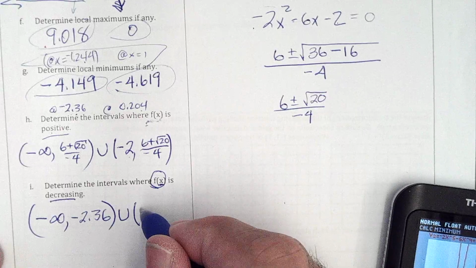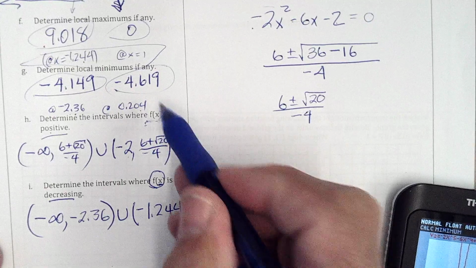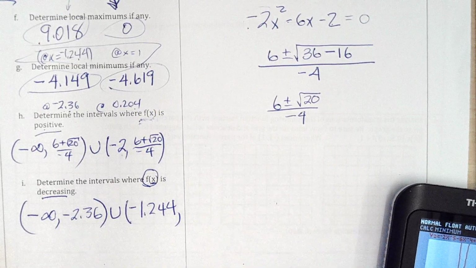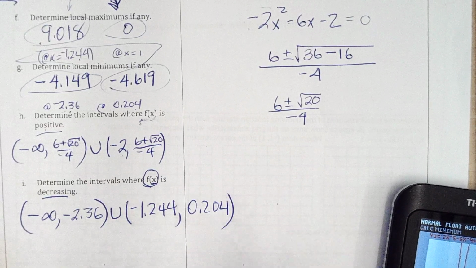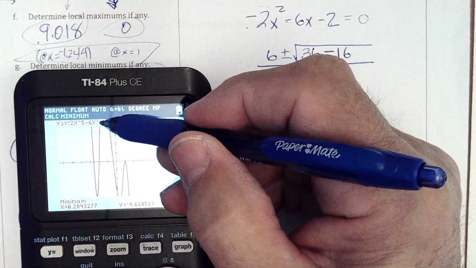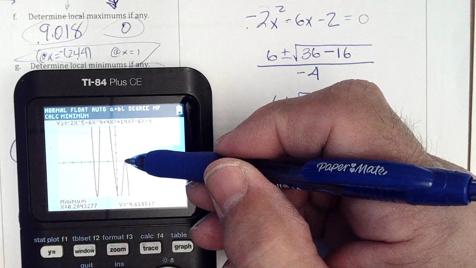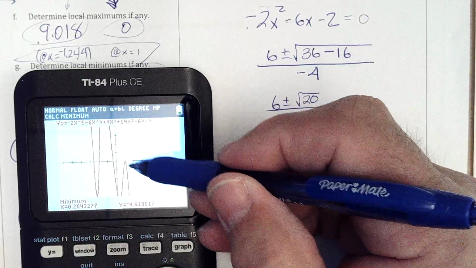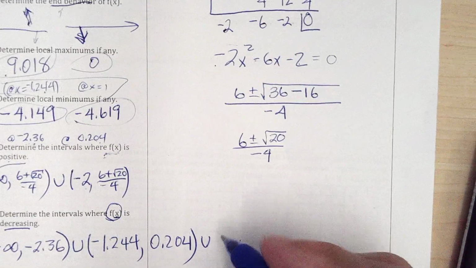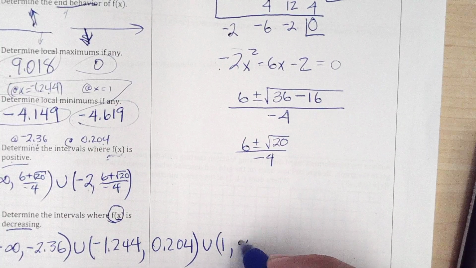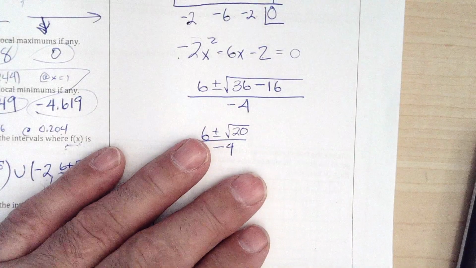So we have from negative 1.244 up to the minimum, that's 0.204. It decreased from this max to this min, and then it went up, increased to there, and then from 1 on, the function is decreasing. So union from 1 to infinity, it continues to decrease. Okay, that's number 1.